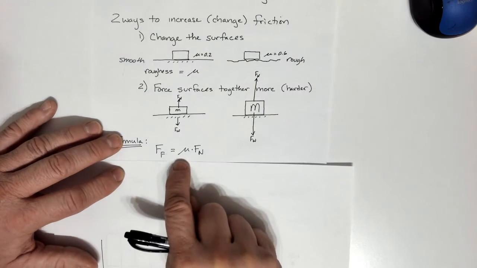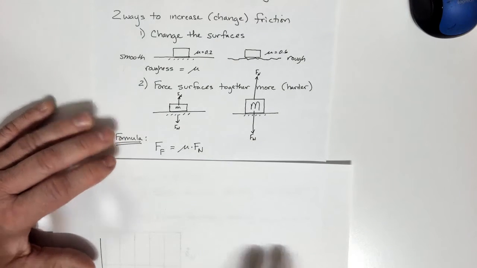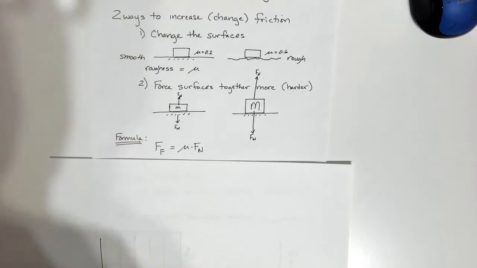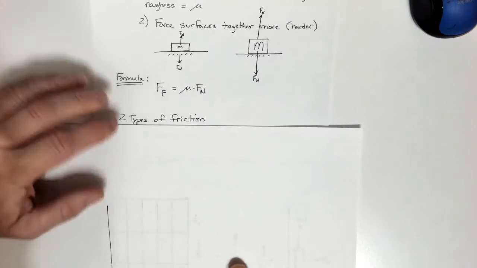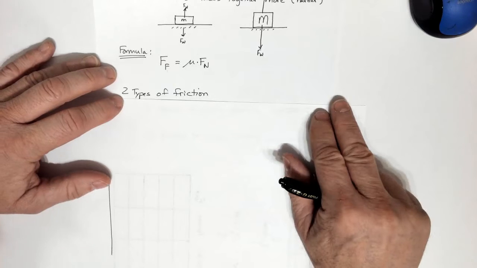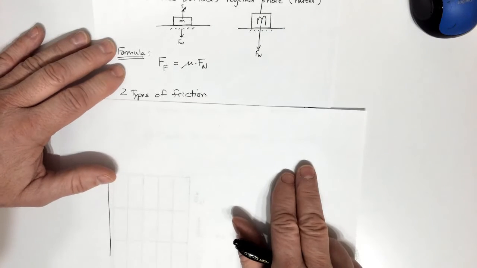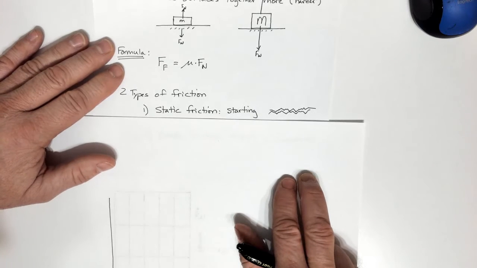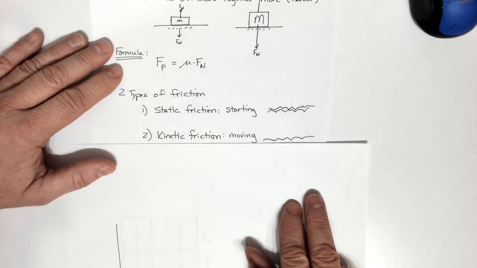So this is the general equation for friction, and we're going to use that in this unit. So I want to do this for you really quick, because what I'm talking about right now is two types of friction, and this is where it can get a little confusing, but it's not a big deal. There is what's called static friction, or starting friction, and then there's kinetic friction, which is called moving friction.